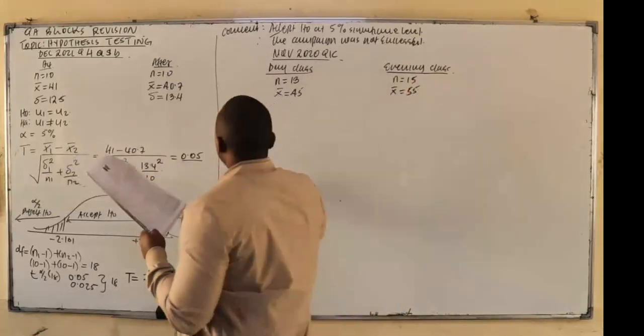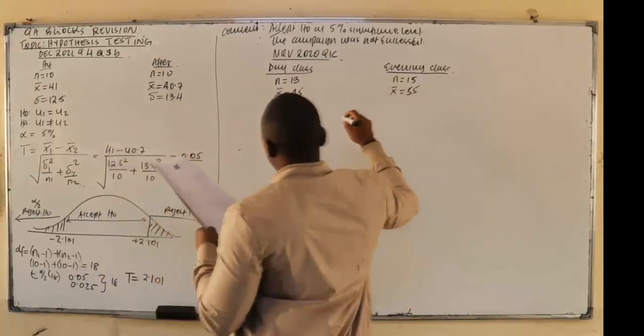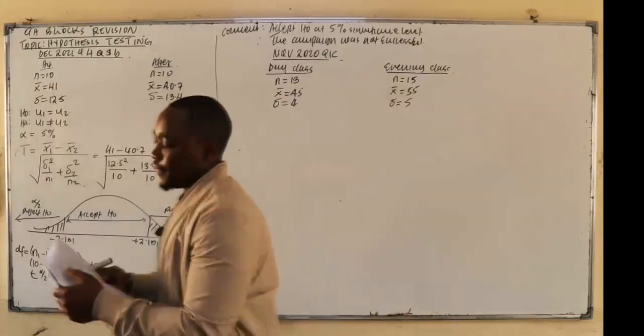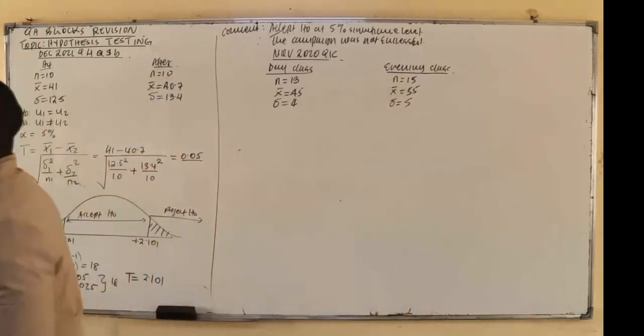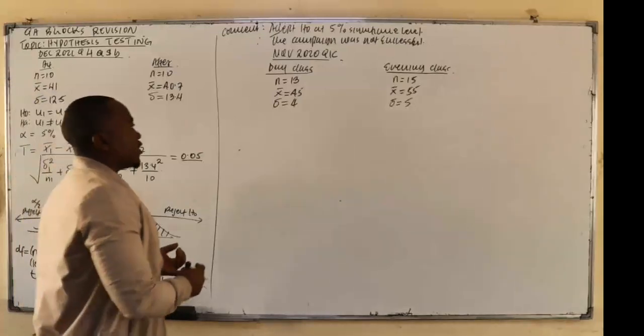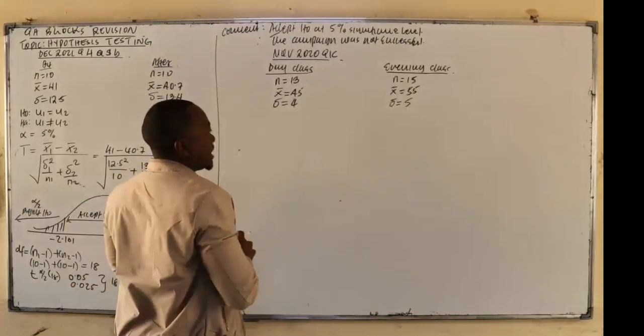Then the standard deviation for day is 4, for the evening we have 5. Required: determine whether there is any significant difference in the average test marks between the 2 classes at 5% level of significance. So first of all, N is small, so with small samples, we use t-test.